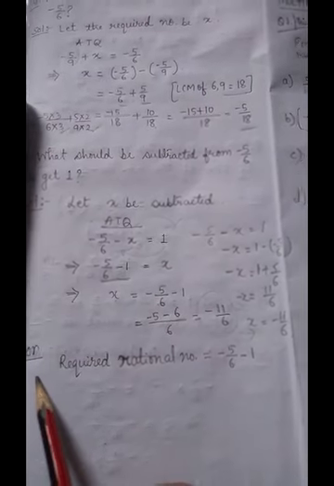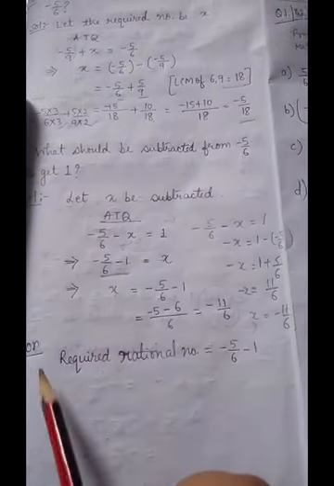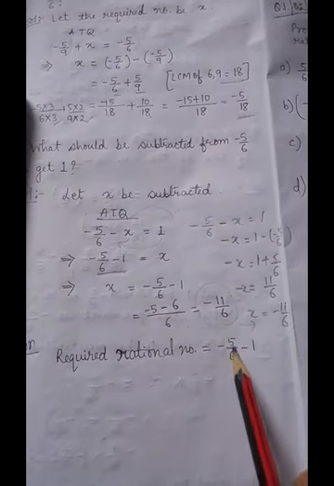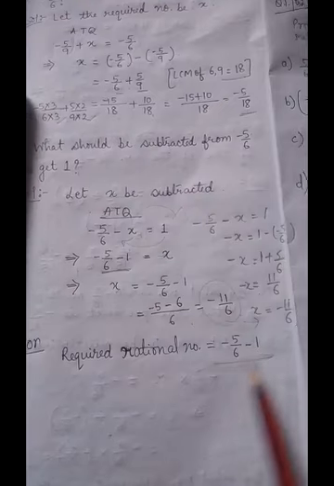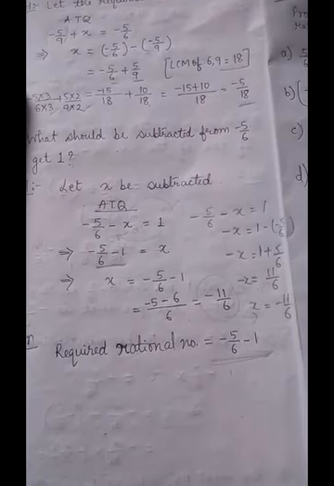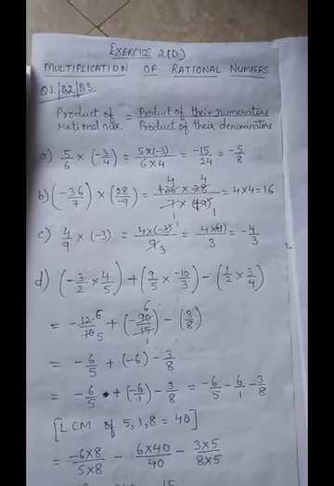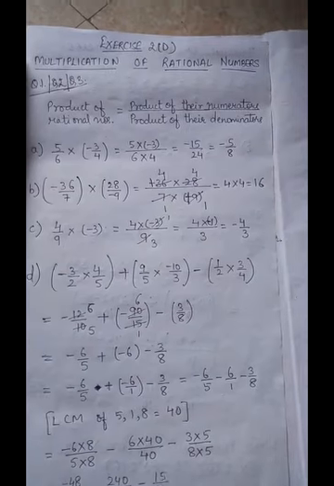Or you can also do it like this without doing any linear transposition. Required rational number is minus 5 by 6 minus 1. You will solve it, you will get the same answer. Next exercise, we will start multiplication of rational numbers. That is your exercise 2D.